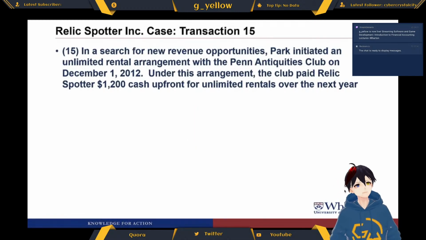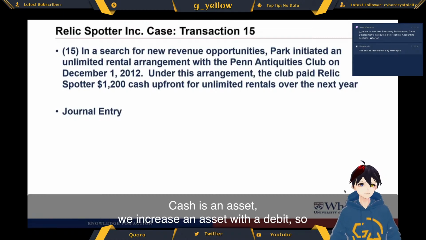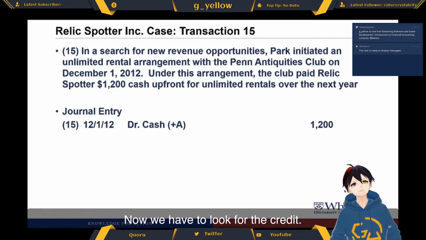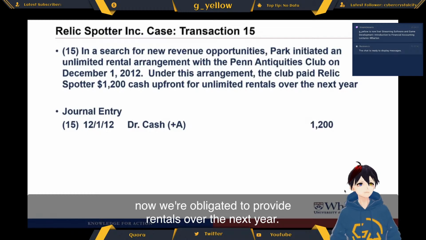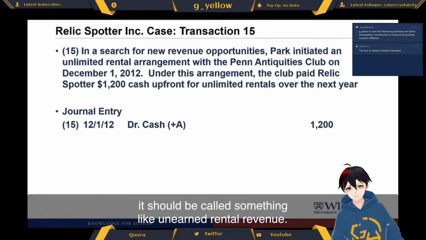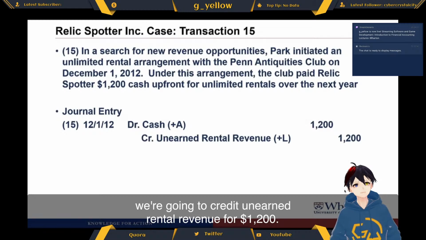Debit cash. For this transaction, Relic Spotter is receiving $1,200 of cash. Cash is an asset. We increase an asset with a debit, so we're going to debit cash for $1,200. Now we have to look for the credit. So we're getting the cash, and now we're obligated to provide rentals over the next year. That obligation is a liability, and it should be called something like unearned rental revenue. Liabilities are increased through credits, so we're going to credit unearned rental revenue for $1,200.